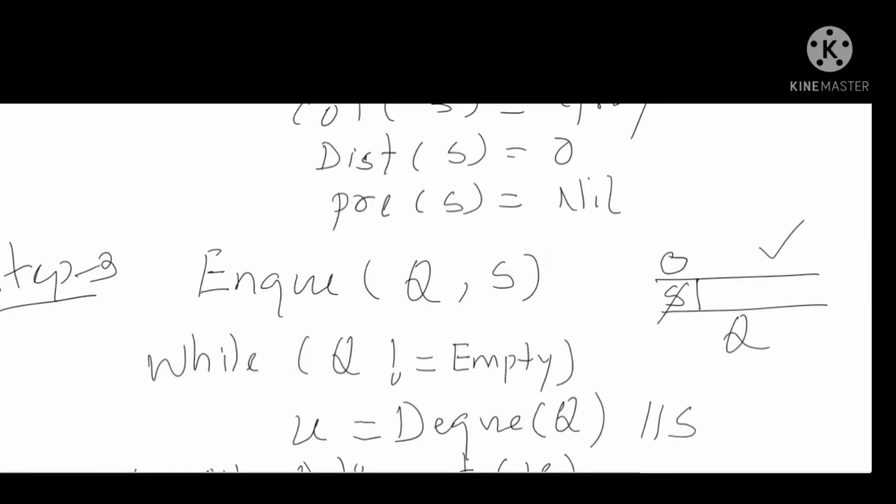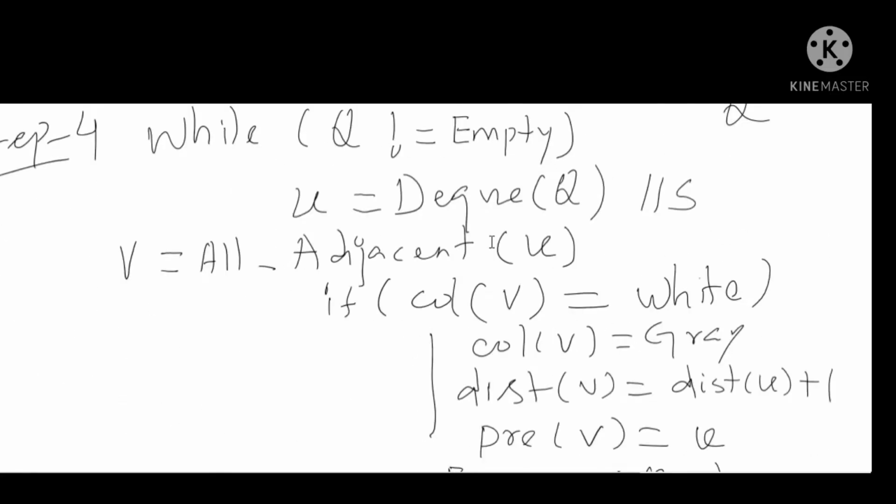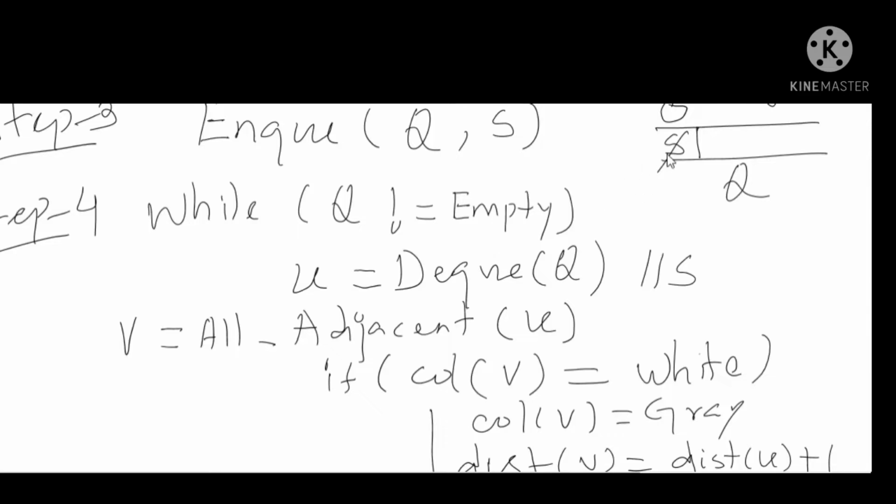Step number 4 is a loop. Step number 4 is to check whether the queue is empty or not. If the queue is not empty, then do some operations. What operations? You have to dequeue from the given queue. Dequeue means you delete the element from the queue. In this example, the first vertex that will be dequeued is your source vertex. The source vertex is dequeued and stored in your variable u.